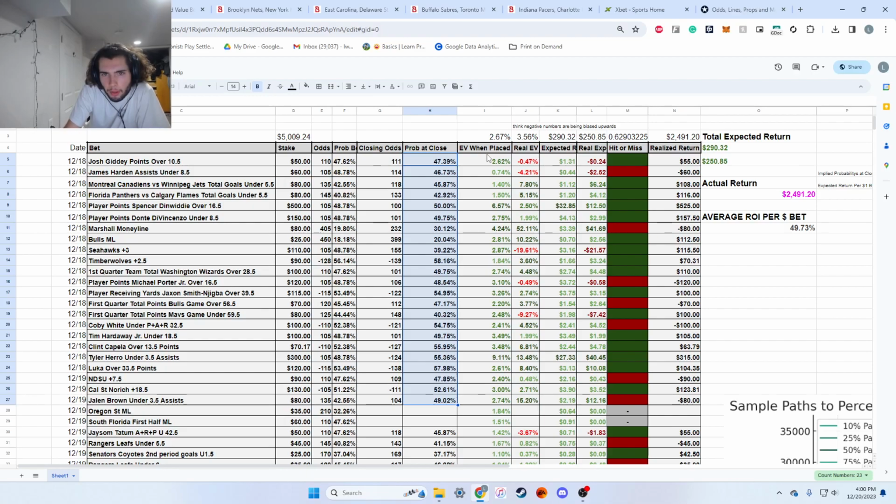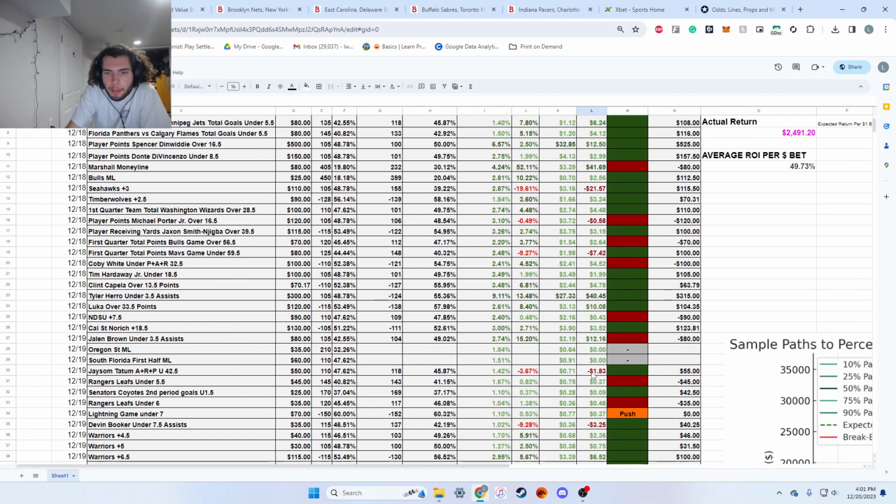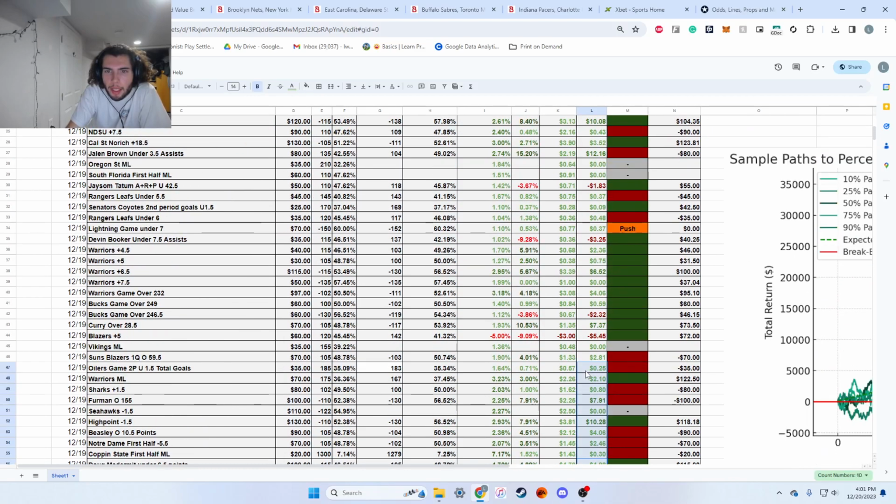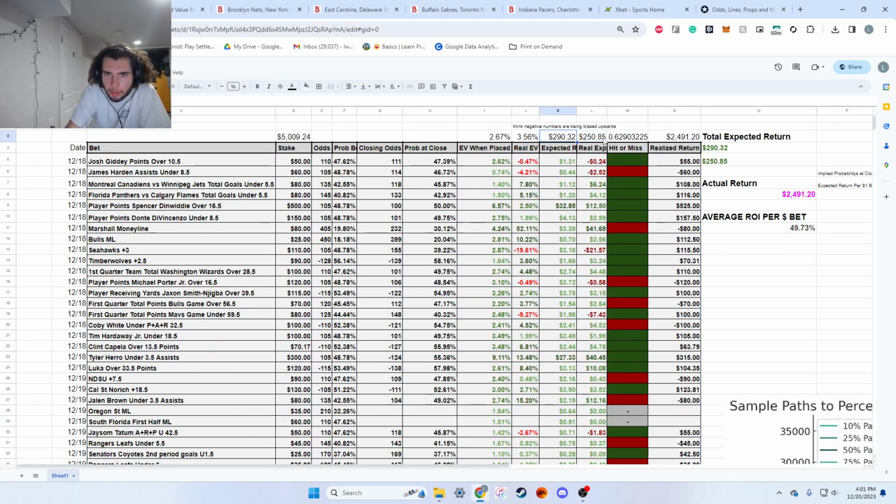All right, so here is the expected value when placed. That's what OddsJam is telling me. This is the real expected value with the closing line, which for me has been higher. I don't know if that always will be. But then basically we see our expected value and our real expected value. They're pretty similar, but this one's a little lower because some of these are empty because I don't have the actual closing line yet.